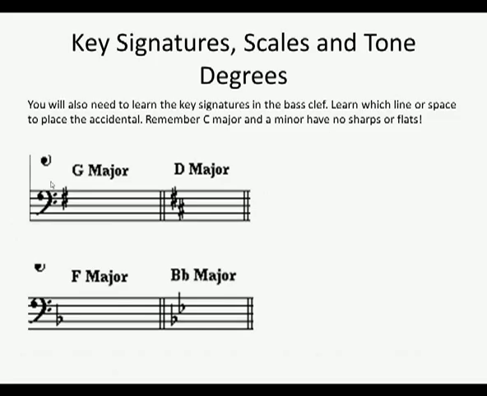Okay, and remember I said we're also going to need to learn the key signature placing in the bass clef. So learn which line or space to place the accidental. And remember, of course, C major and A minor have no sharps or flats. But in the bass clef, you can see where the sharp is placed on the F line in the bass clef. And again, the D major, the sharp is placed on the F line and the C space. For F major, the B flat is placed on the B line. And for B flat major, the flats are placed on the B line and the E line.